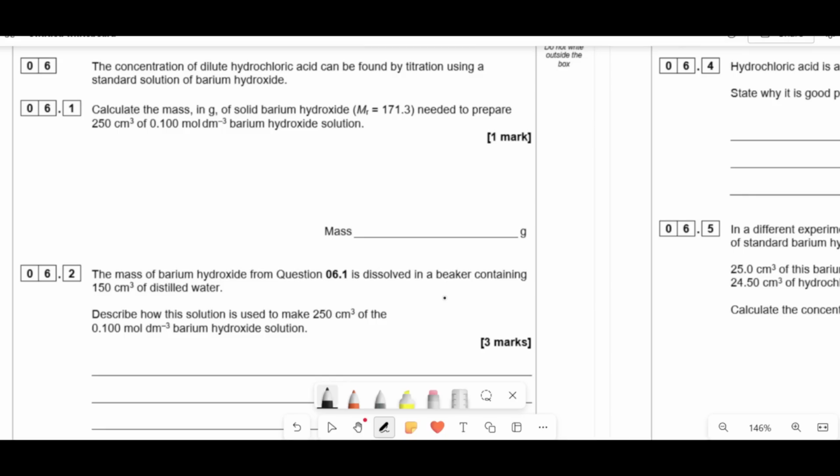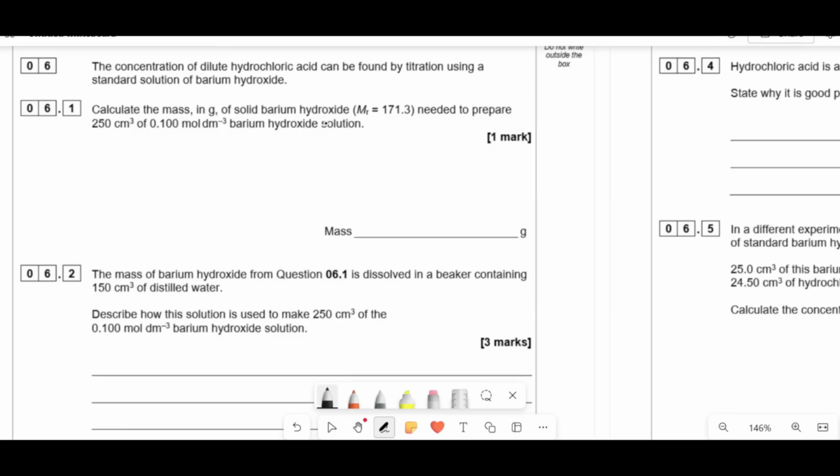There you go. Now, if you've seen my recent video, we're going to do these titration questions that are coming up. The concentration of dilute hydrochloric acid can be found by using a titration of standard solution of barium hydroxide. Calculate the mass of solid barium hydroxide needed to prepare this solution. A lot of people forgot to convert volumes. Come on, you all need to come on.